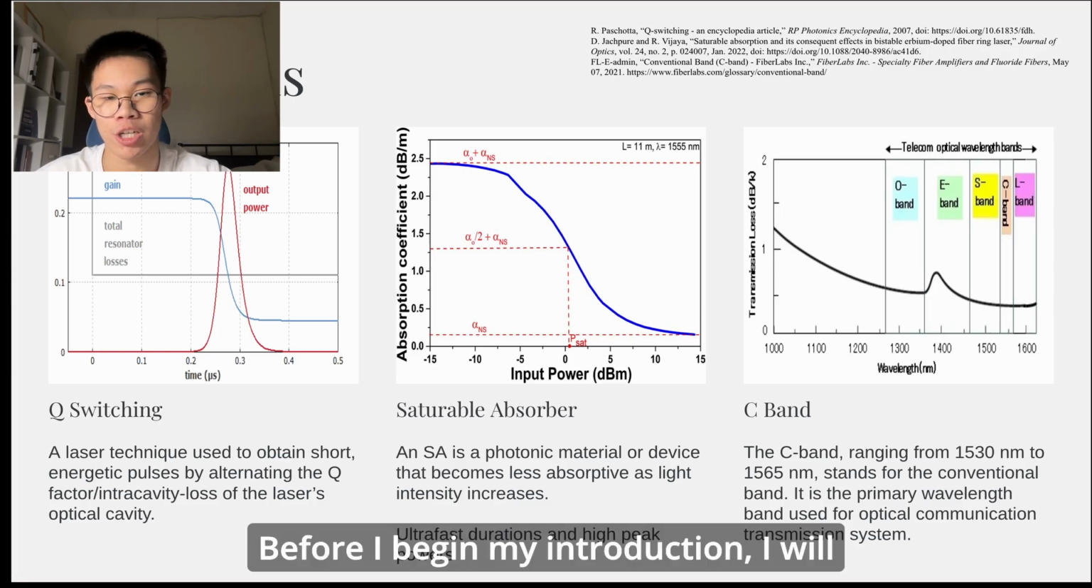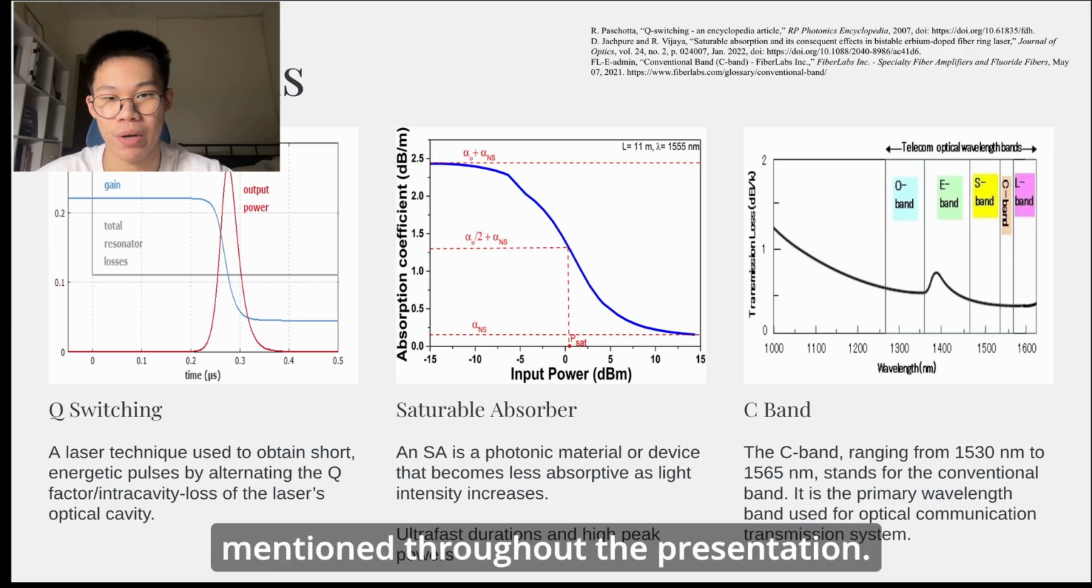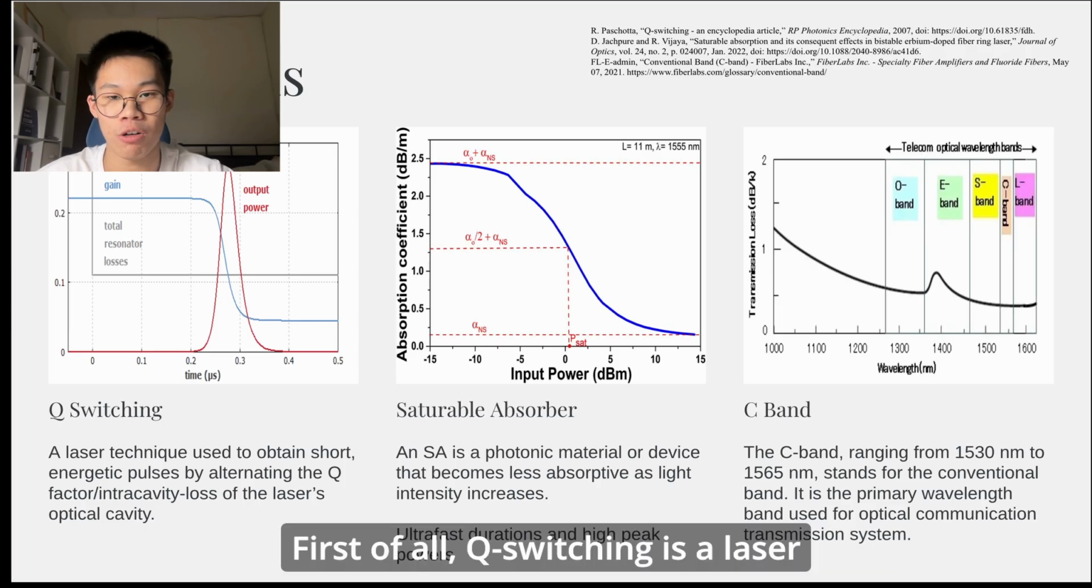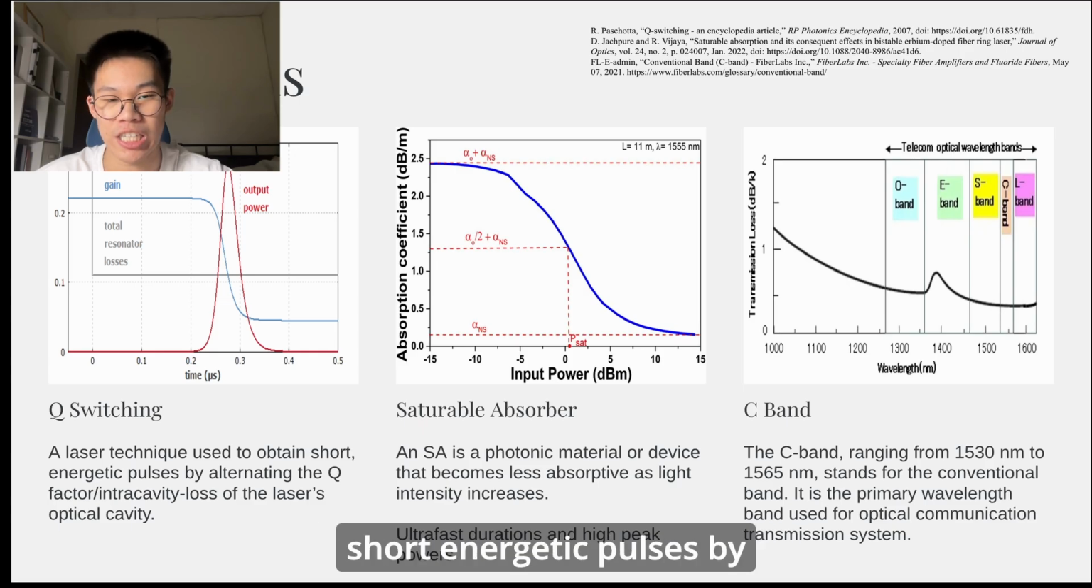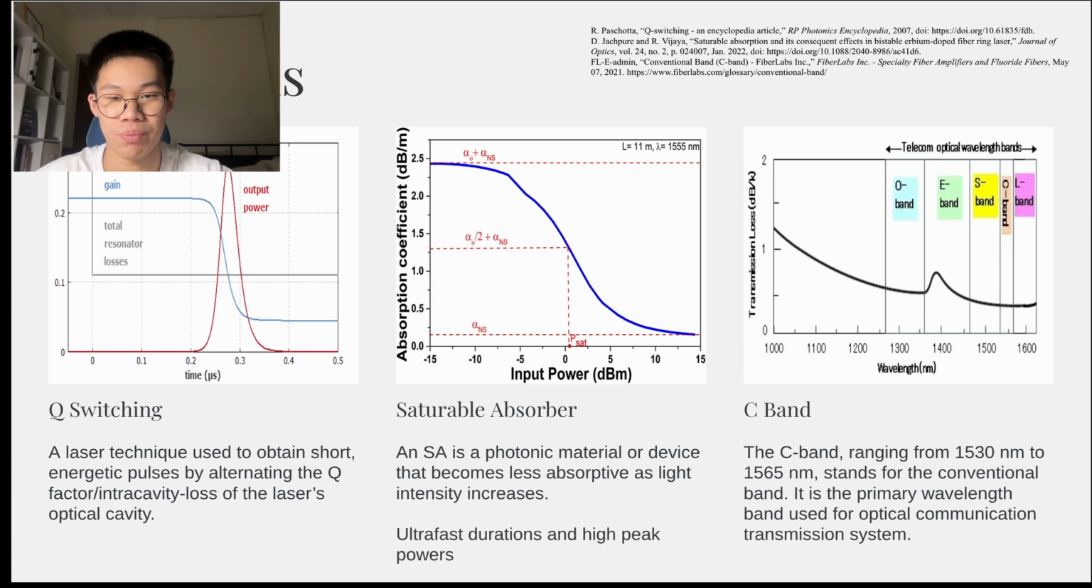Before I begin my introduction, I will briefly explain some of the key terms that will be mentioned throughout the presentation. First of all, Q-switching is a laser technique used to generate short, energetic pulses by alternating the intracavity loss or the quality factor of the laser system.